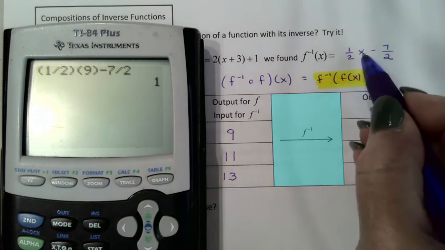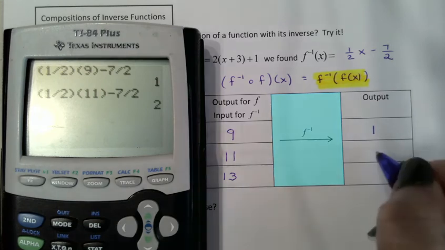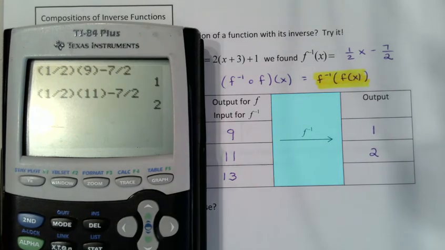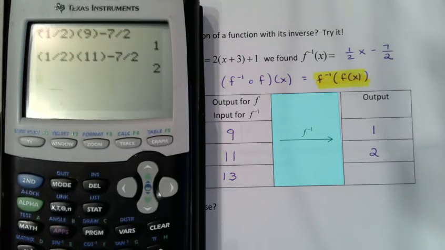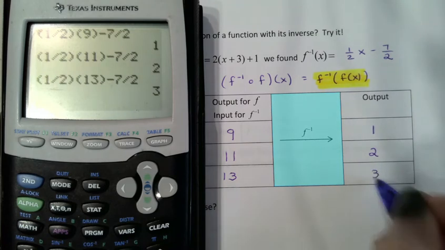Plugging 11 into the inverse function, 1/2 times 11 minus 7/2 gives me 2. And then finally plugging the 13 into the inverse function, 1/2 times 13 minus 7/2 gives me 3.